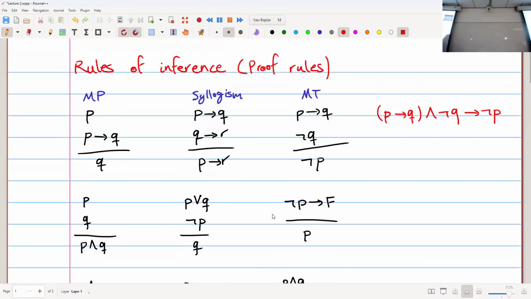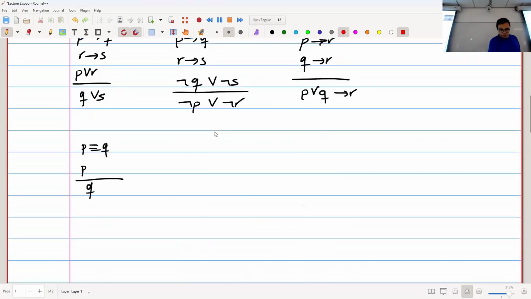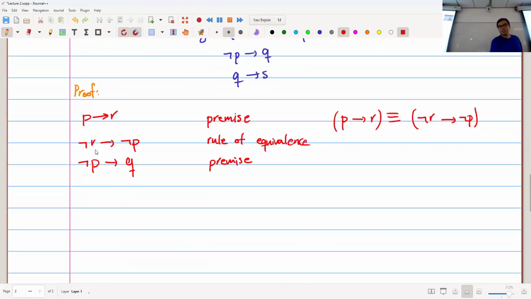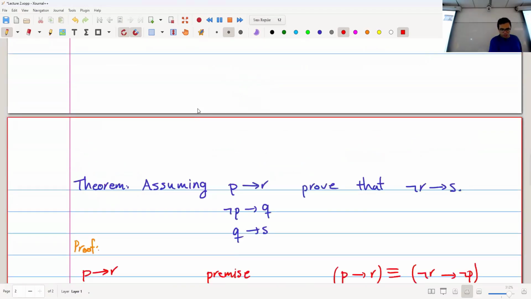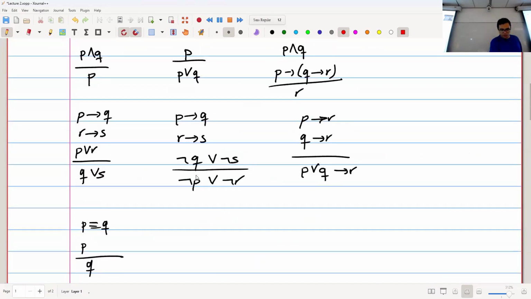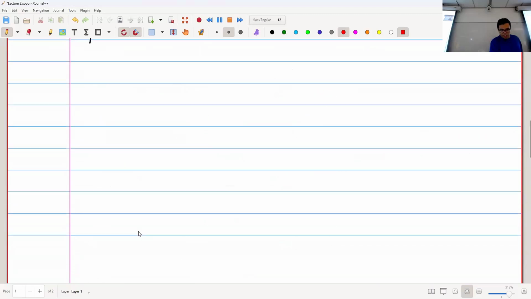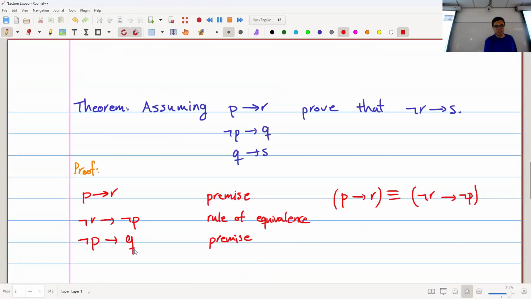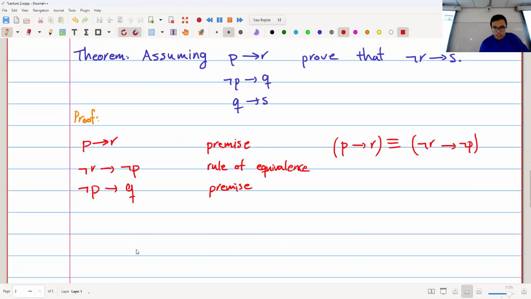I can apply the syllogism rule. So it says that if P implies Q and Q implies R, then P implies R, right? Now I'm going to apply this rule. The difference is that instead of P, I have not R, but that's fine. I can just plug not R for P here, and instead of Q, I have not P, and instead of R, I have Q, okay? So if I do that, I get almost what I want, but not exactly. I get not R implies Q, right? This is the rule of syllogism.